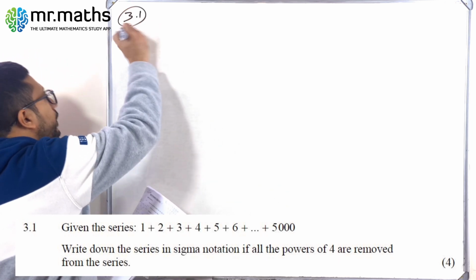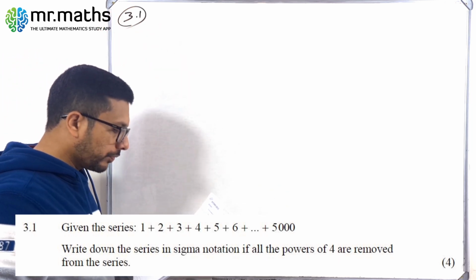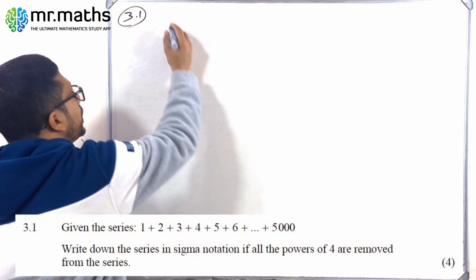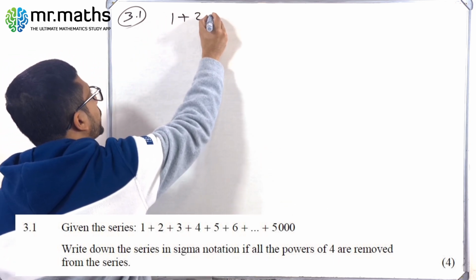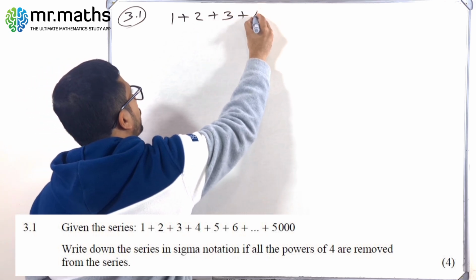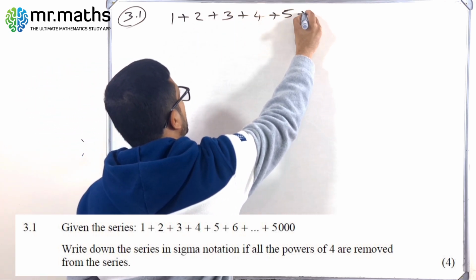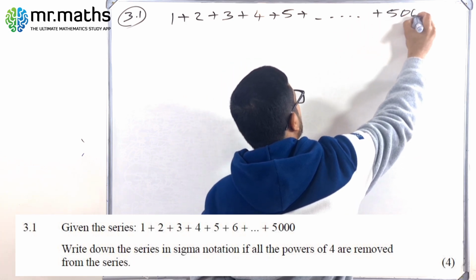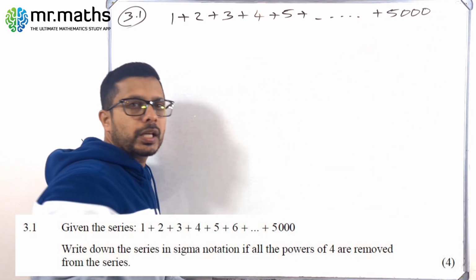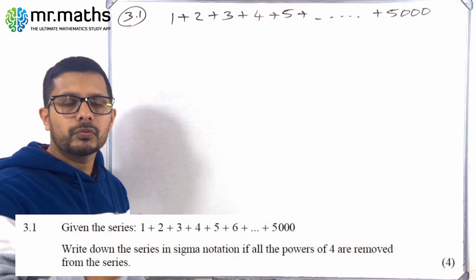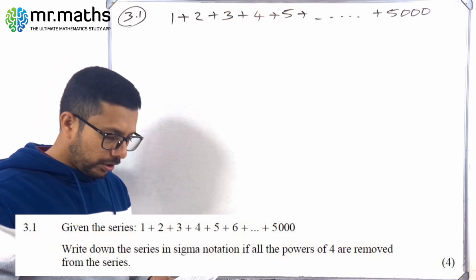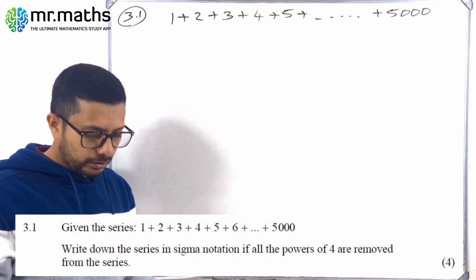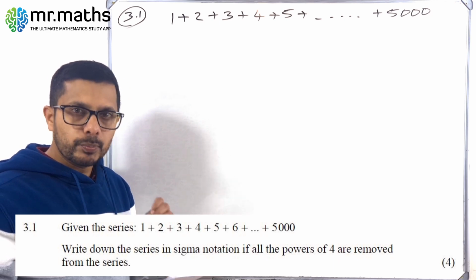What is that question? Given the series 1 plus 2 plus 3 plus etc. plus 5000, so the natural numbers are added, 1 plus 2 plus 3 plus 4 plus 5, etc. up to 5000. That means up to 5000 the numbers are added, starting from 1, like that. Now what is the question? Write down the series in sigma notation.